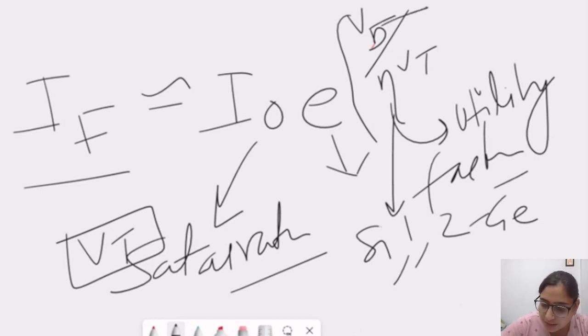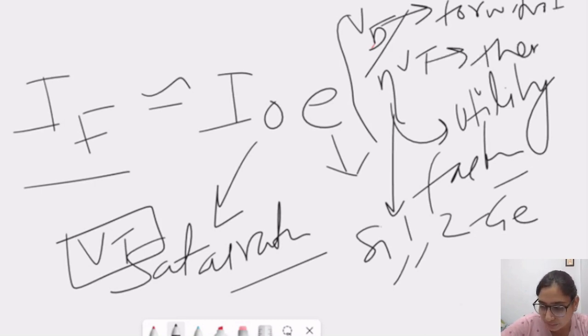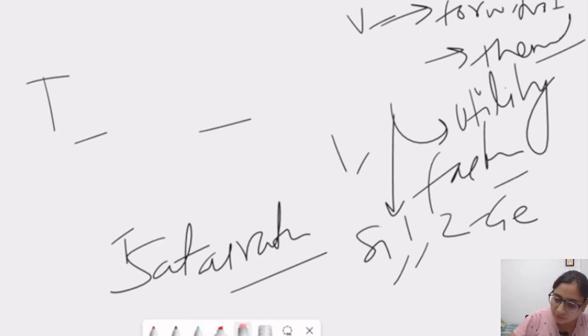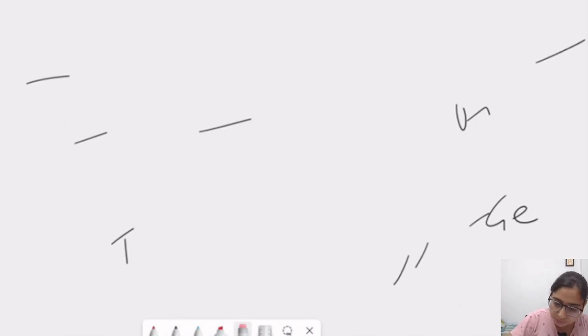Now, this Vd is our forward voltage which we are giving, and Vt is our thermal voltage, which we consider at room temperature. Now, this is the basic formula of forward current. Let me write it again with some clarity for you.